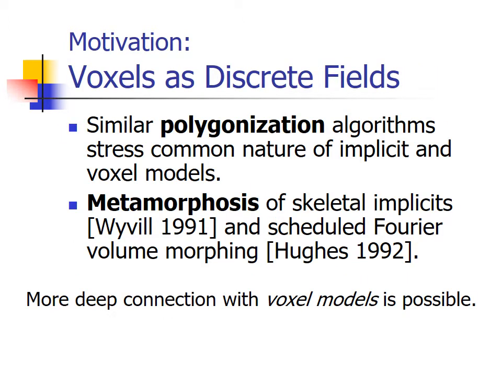Similar polygonization algorithms stress the common nature of implicit and voxel models. The existing metamorphosis operation for skeletal implicits and, for voxel representation, Fourier volume morphing also underlines their link.